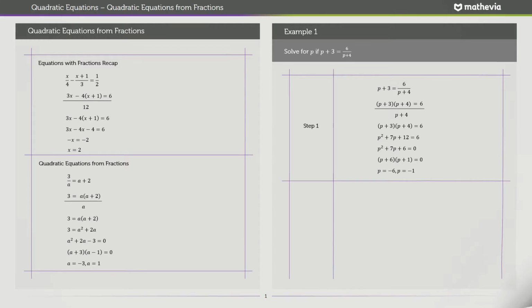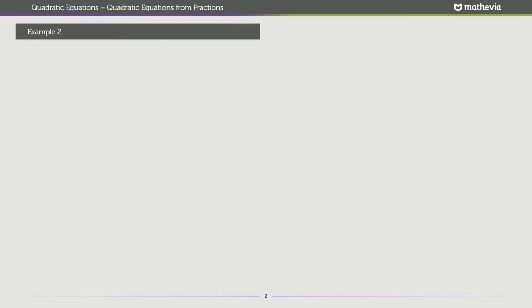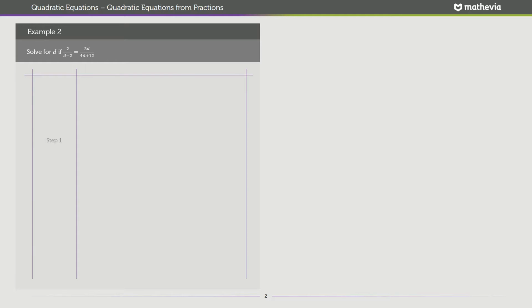So example 2. Solve for d if 2 over d minus 2 equals 3d over 4d plus 12. Now, this is a very interesting one, okay? But pretty much the same principle, all right? So the same process. And we draw a line.